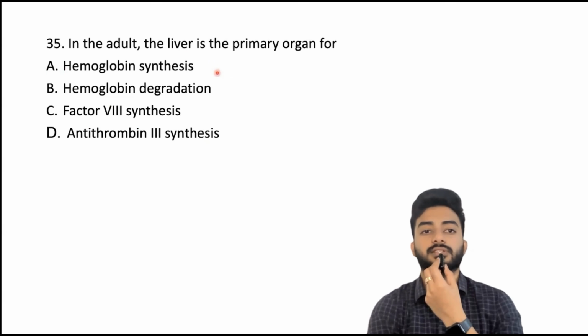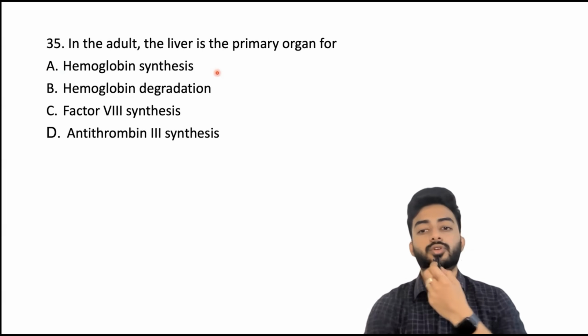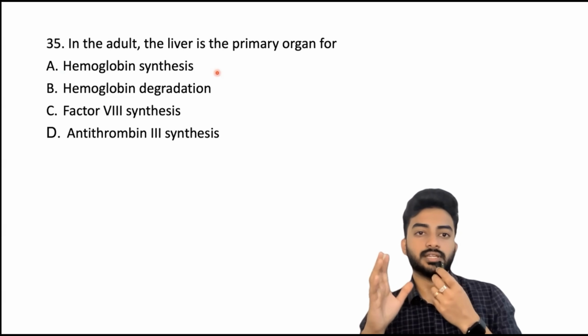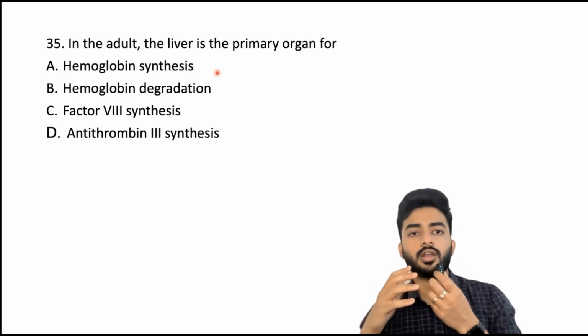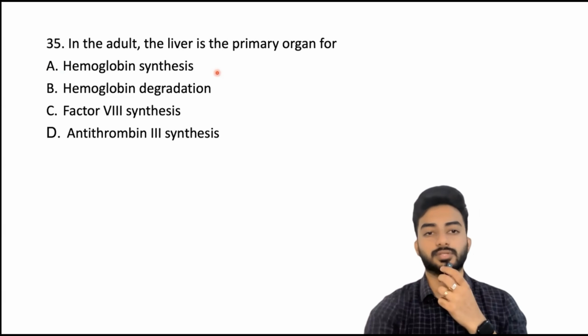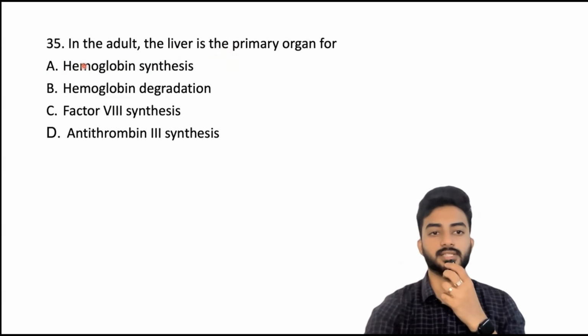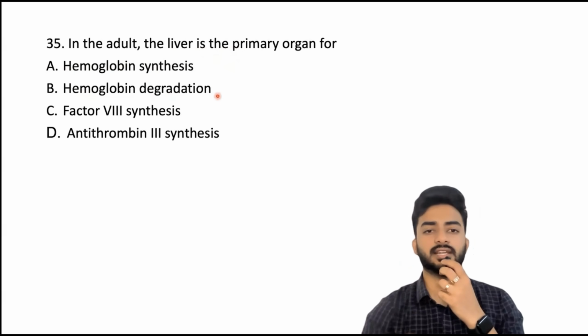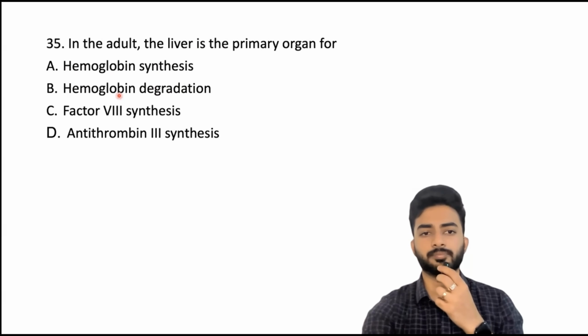Next, 35th question. In the adult, the liver is the primary organ for A, hemoglobin synthesis, B, hemoglobin degradation, C, factor 8 synthesis, D, antithrombin 3 synthesis. If you don't pay attention to the choices, you will think that all of the options are correct, but you should think. See, it is just an MBBS level question. Liver is the primary organ for what? Hemoglobin, where it is synthesized from the bone marrow. Okay, option A is eliminated. Hemoglobin, where it is degraded, spleen and other reticuloendothelial system, not liver. So option B is eliminated.